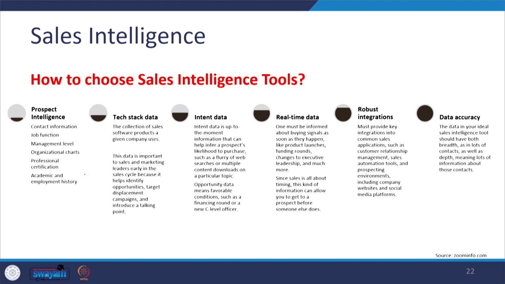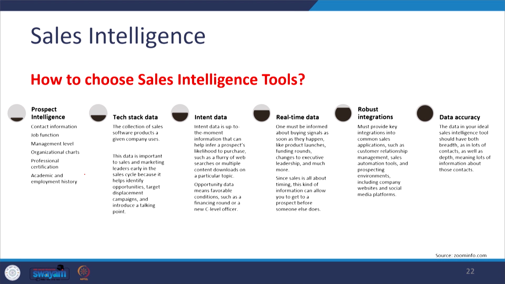Next, along with prospect intelligence, you also need to know what kind of technologies or existing software are used by a particular firm or customer. That's where we need tech stack data, the collection of sales software products a given company uses. This data is important to sales and marketing leaders early in the sales cycle because it helps identify opportunities, target displacement campaigns, and introduce a talking point so that you can initiate an initial discussion with your customers.